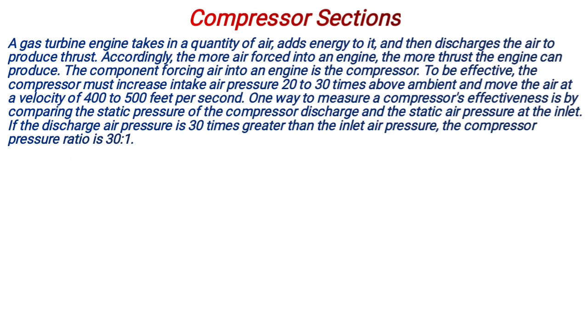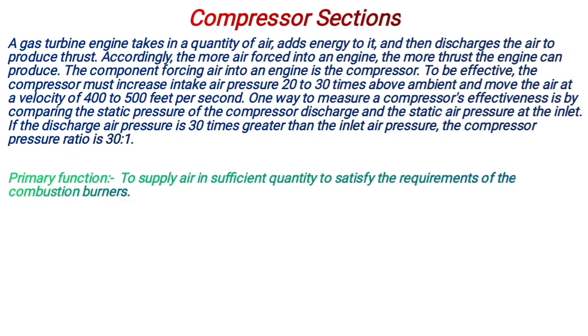One way to measure a compressor's effectiveness is by comparing the static pressure of the compressor discharge and the static air pressure at the inlet. If the discharge air pressure is 30 times greater than the inlet air pressure, the compressor pressure ratio is 30:1.